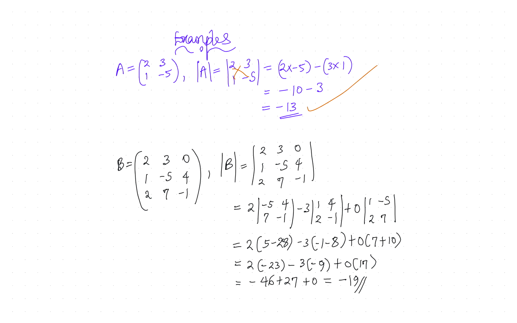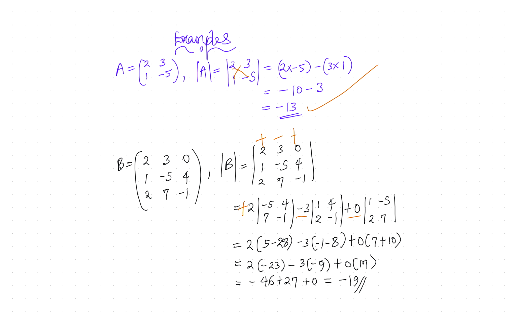And then for matrix B: 2, 3, 0, 1, minus 5, 4, 2, 7, minus 1. So you go ahead. The determinant of B is the determinant of 2, 3, 0, 1, minus 5, 4, 2, 7, minus 1. And again, just like I said before, plus is the sign attached to this, minus is attached to this, plus is attached to this. So it means you have plus 2 here, minus 3 here, and plus 0 here.